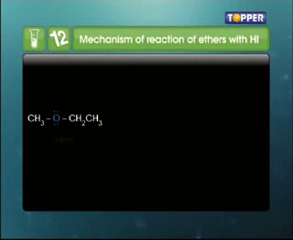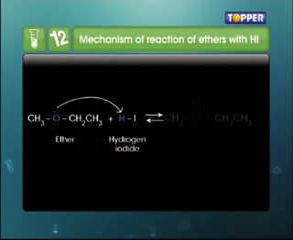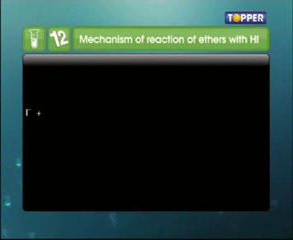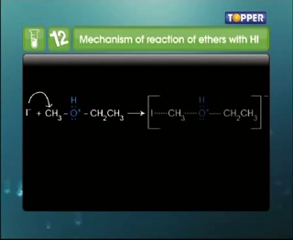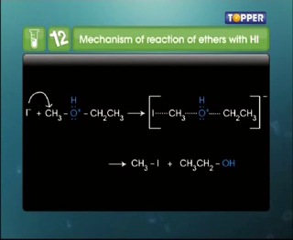The mechanism of this reaction is that in the first step, concentrated hydrogen iodide attacks the ether and protonated ether and iodide ion is formed. The iodide ion is a good nucleophile and attacks the least substituted carbon attached to the oxonium ion. This then leads to the formation of an alcohol molecule.